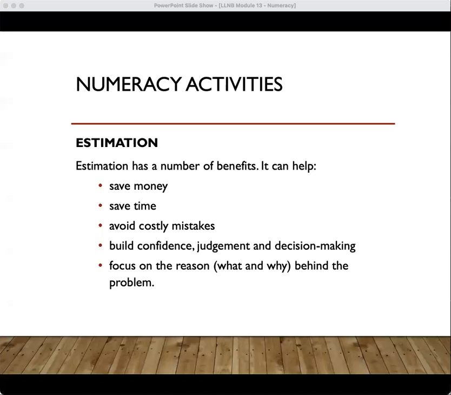So estimation has a number of benefits. It can help save money, save time, avoid costly mistakes, build confidence and judgment for their decision making, and then they can focus on the reason, the what or why behind the problem. There is no one right way to estimate, as different numbers and situations need different methods. Learners should be encouraged to find their own ways through practice. And tutors can encourage learners to think about how they will go about making an estimate in a particular situation.